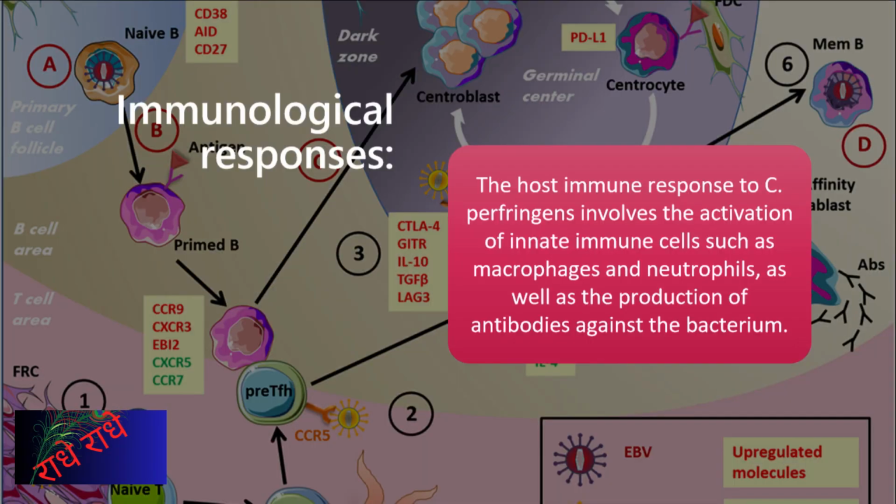C. perfringens is a gram-positive bacterium that has a detrimental effect on humans and animals. Its presence in the body elicits an active immune response from the host, particularly manifested by macrophages and neutrophils. Additionally, our bodies generate antibodies that aim to combat the bacteria and, collectively, these responses protect us from infection and illness caused by C. perfringens.